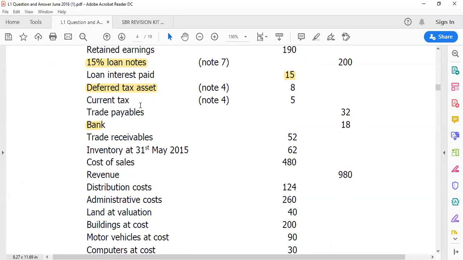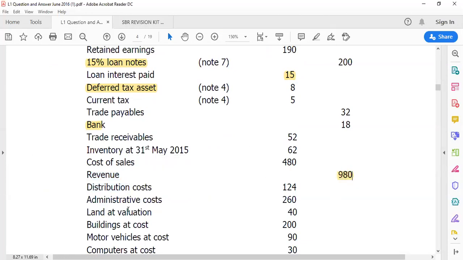Look at our current tax. Current tax, we've got note number 4. This guy is a free mark, and this guy is a free mark. But I'm not going to pick them now until we get to the notes, because there might be something in the note that is going to dictate something. So before we do that, let me just pick the revenue figure. See that figure? This figure has got no note, the 980. So we pick that one.